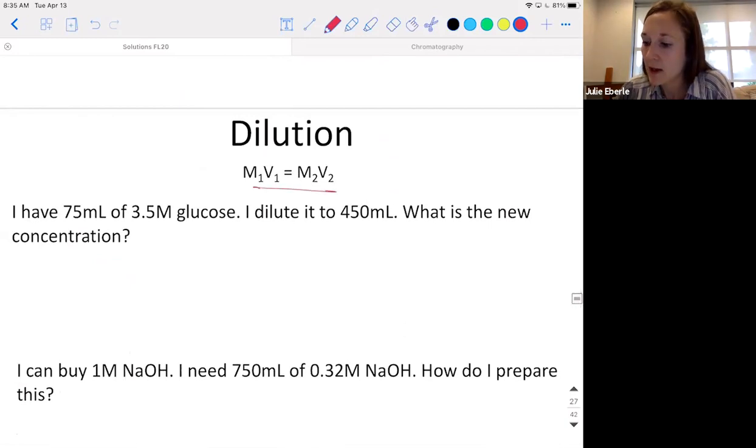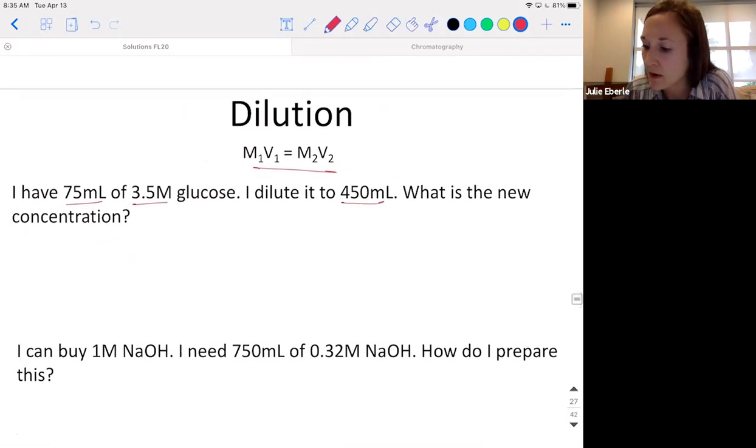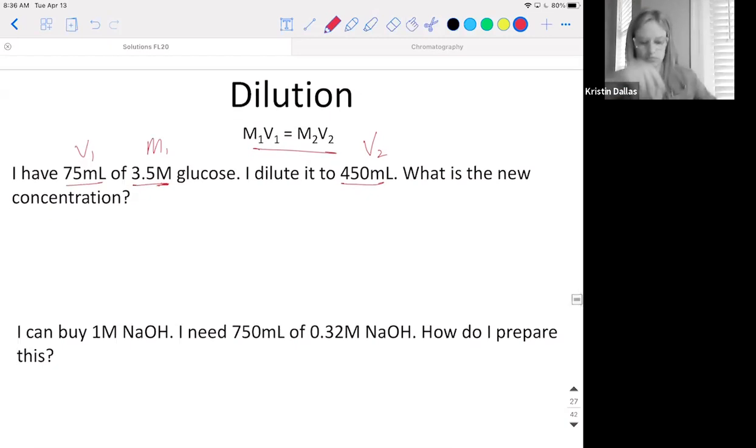So here's our equation. If I have 75 milliliters of 3.5 molar glucose and you dilute it to 450 milliliters, what is the new concentration? Okay, it's a great example of a dilution problem. So this one, just label the different pieces. This is V1 because units of milliliters means it's a volume. This is M1 because you have units of molarity. This has got to be V2 over here because it's units of volume. So what are we looking for? The new concentration, M2.